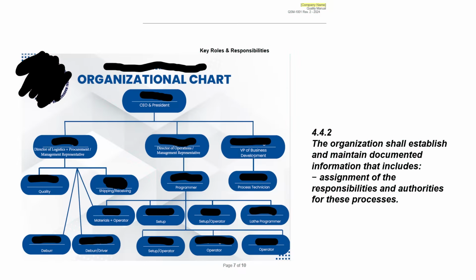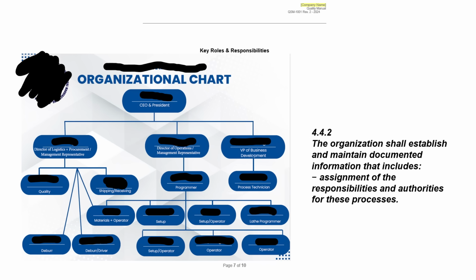Beyond that, we keep going down further. We've got materials and operator, setup people and operators, and a lathe programmer. And then the last layer, we have identified a person who is deburr and a driver, a setup person, an operator, and then another operator. So this shows you the responsibilities and authorities for these processes.